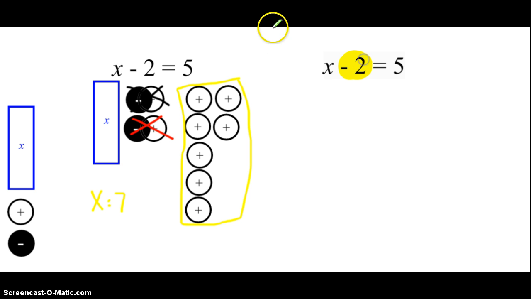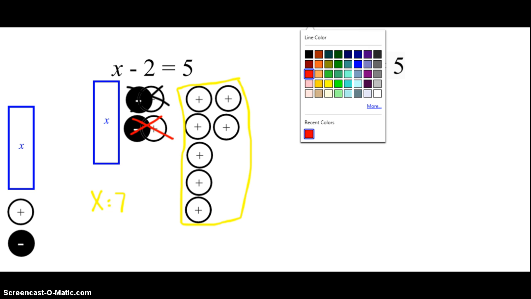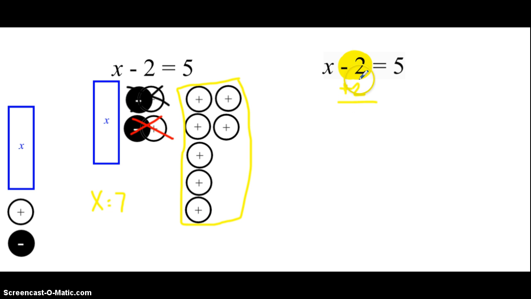So that means I need to get rid of this minus 2. I want you to think to yourself for just a second, what would be the inverse of minus 2? What would undo minus 2? The only way to undo a minus 2 is to add a 2. So we're going to add a 2 here. And if I add a 2, that gives me 0 here, so I just have an x left on this side of my screen.